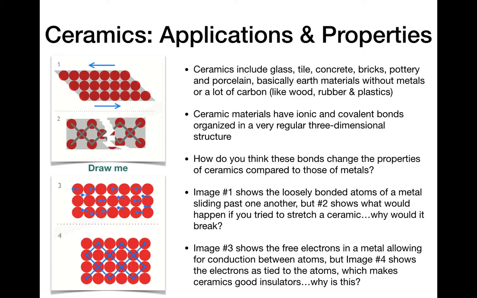Oftentimes you see old wiring systems that use glass or other kinds of ceramics to act as insulator on the wiring. All those kinds of things are good insulators because they don't have enough free electrons to allow electrons to flow between them. The electrons are all stuck in very strong covalent and ionic bonds. They're not free to roam around like they are in metallic bonds.